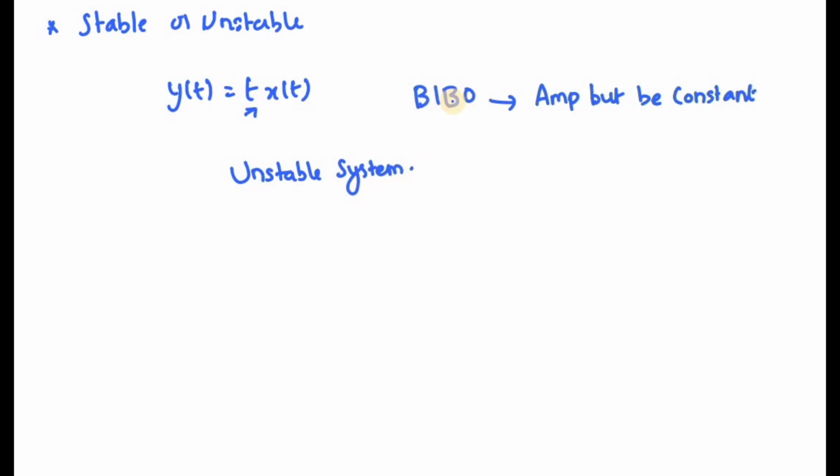So the condition for bounded input, bounded output is that the integral of y of t from minus infinity to infinity dt must be less than infinity, it should not go to infinity. If I substitute t equal to infinity, definitely this will go to infinity. So this is an unstable system. If it goes to infinity, it is an unstable system. If it is less than infinity, that is a stable system.